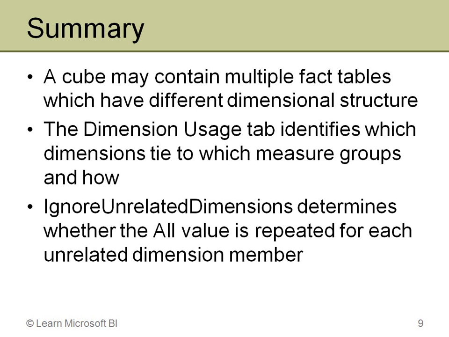So in summary, a cube can contain multiple fact tables. That's not a big surprise. And you have these multiple fact tables because somewhere the dimensionality is different. And in BI Dev Studio, it's the Dimension Usage tab. It identifies how dimensions tie to which measure groups. So which ones do, and then how do they do that. And then finally, you'll want to use that ignore unrelated dimensions property in some cases when you don't want the user to see the all level repeated if they happen to add a dimension that's not related to it.